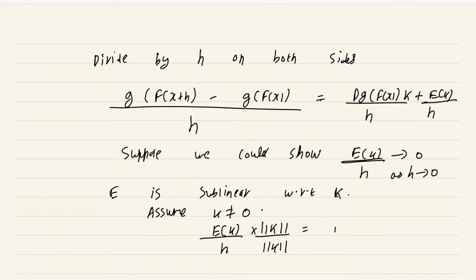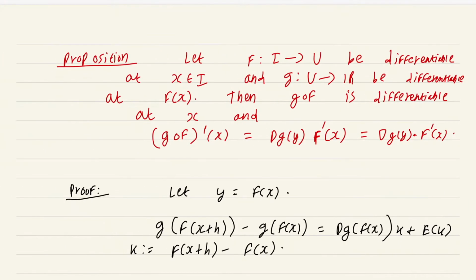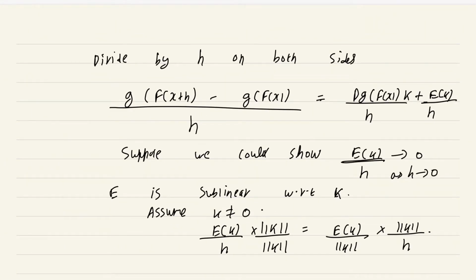So you will get e of k by norm k into norm k by h. Now observe, this is valid because I'm assuming k is not 0. This term goes to 0 as h goes to 0. Why is that the case? Well, because as h goes to 0, k must also go to 0, because recall that k was f of x plus h minus f of x, and f is going to be continuous at x because it's differentiable at x. So k will go to 0 as h goes to 0. So e of k by norm k will go to 0 because e is sublinear.